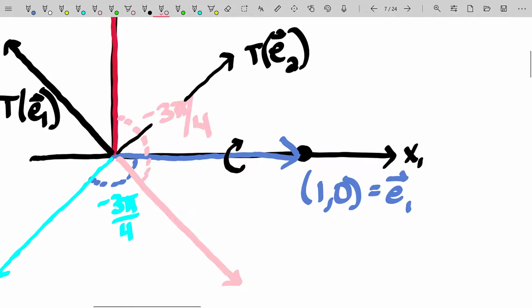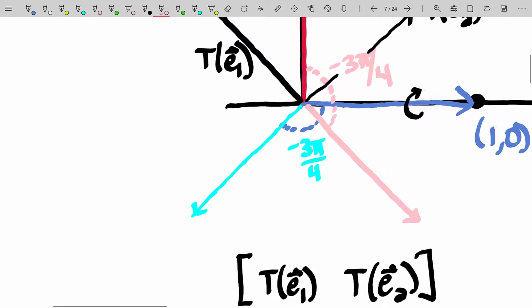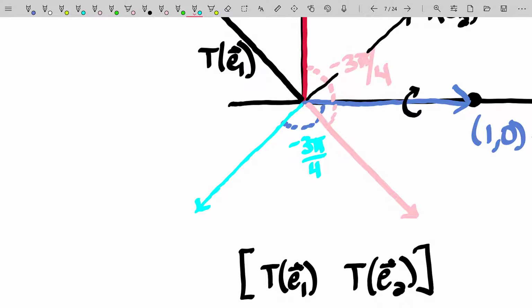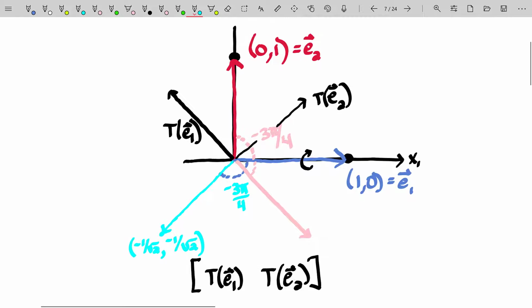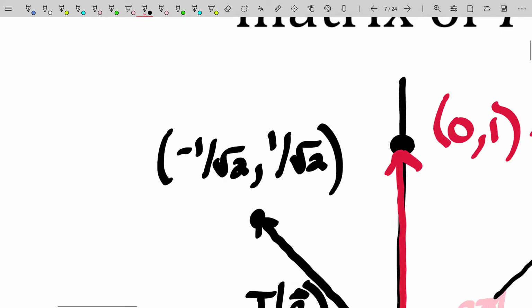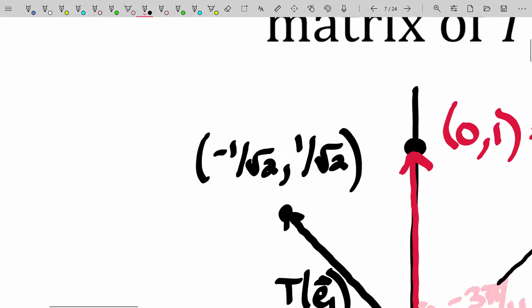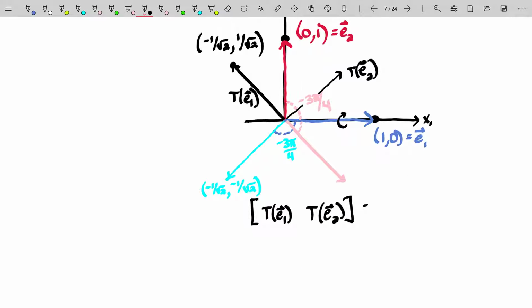Let's start with the blue e sub 1 vector that got rotated by negative 3 pi over 4, and its components here are going to be negative 1 over root 2, comma negative 1 over root 2. And then if you reflect that about the x sub 1 axis, it becomes negative 1 over root 2, 1 over root 2. That is the transformation of the e sub 1 vector.